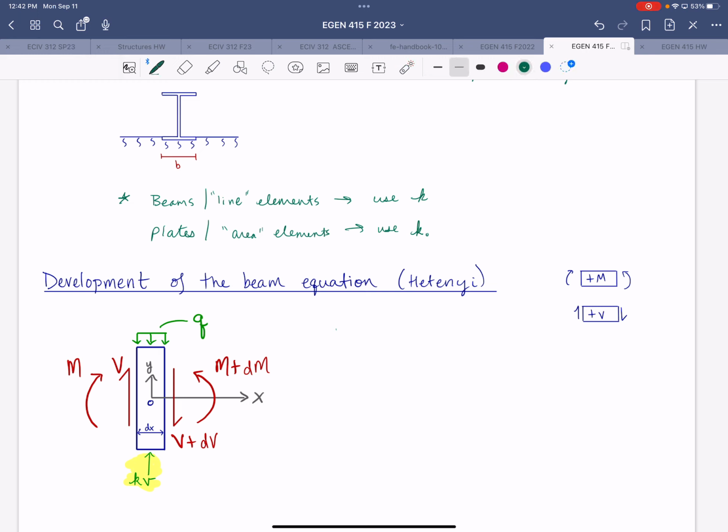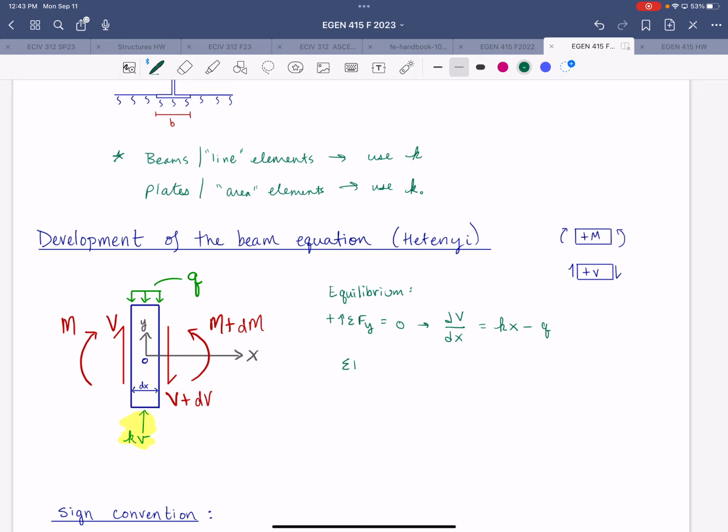So from equilibrium, when we sum forces in Y, we get the change in shear over dx is equal to kv minus q. And then from summing moments about the center of this segment, we get the change in moment over dx is equal to capital V.